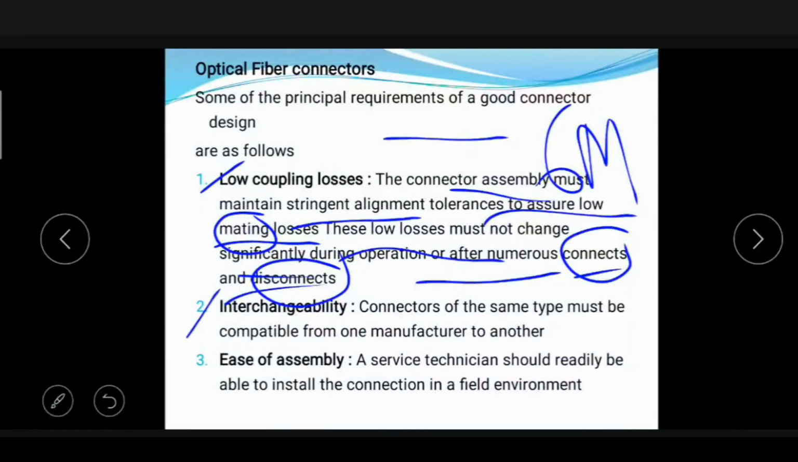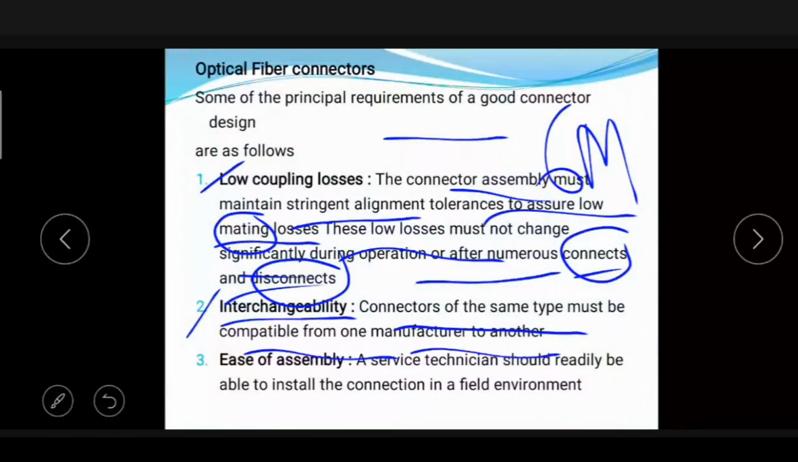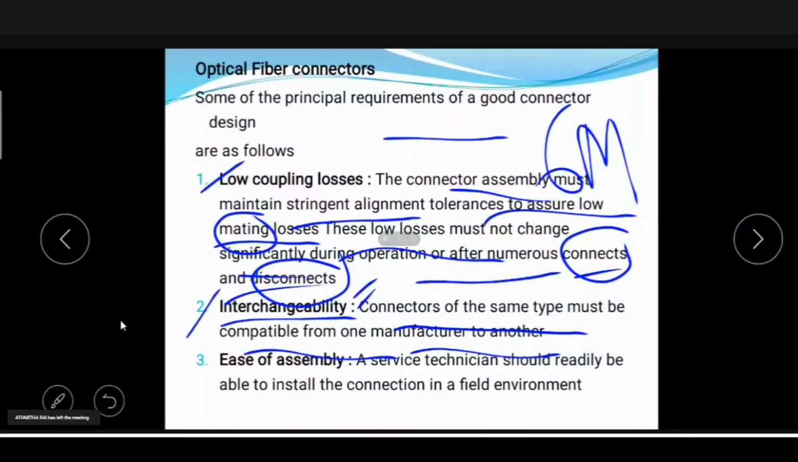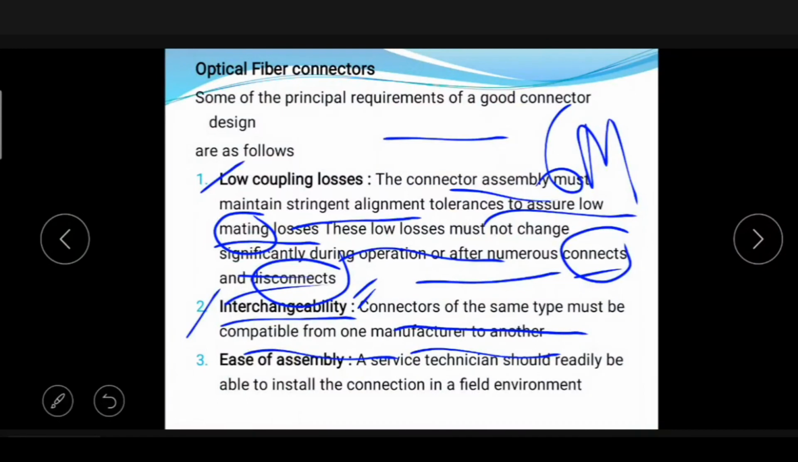Then interchangeability. Connectors of the same type must be compatible from one manufacturer to another. So that is interchangeability. See, a connector may be fabricated by one manufacturer. The same connector may be manufactured by another manufacturer of the same size and for the same fiber. Okay, so that should be compatible. So any fiber manufacturer's connector can be used in the design.